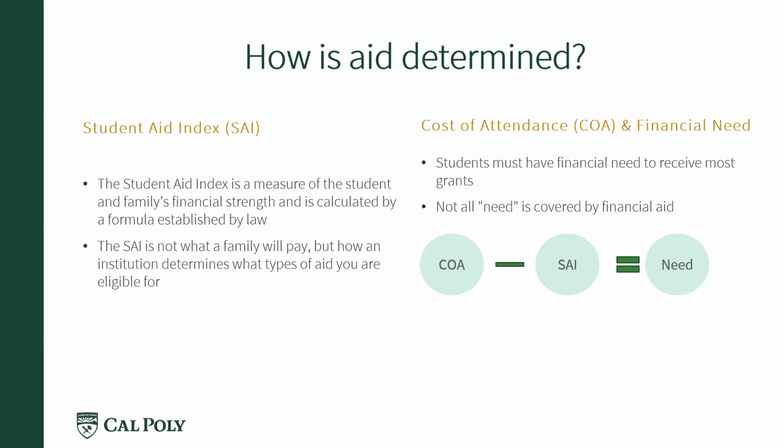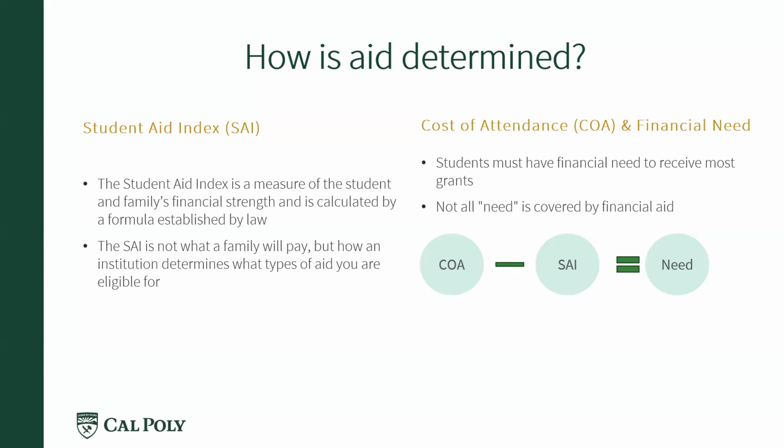The other important number in determining financial aid is the cost of attendance, or COA. A student's financial need is calculated by subtracting the SAI from the cost of attendance. Students must have financial need to receive most grants, but not all financial need is covered by gift aid.